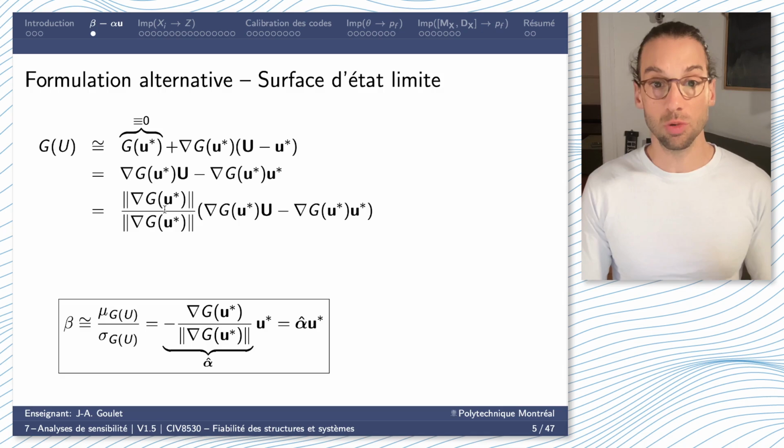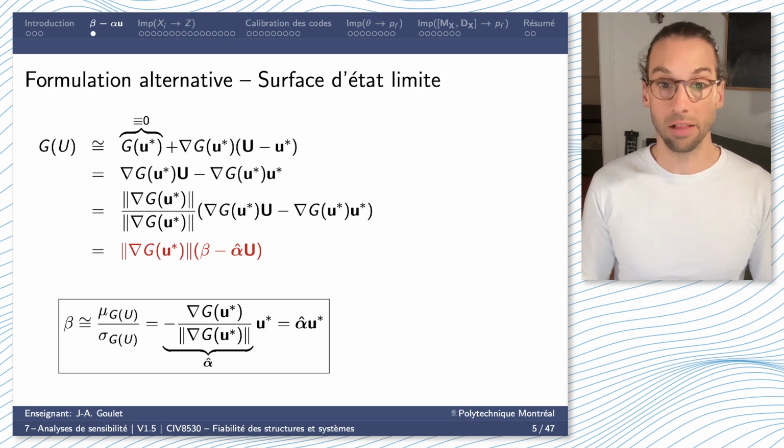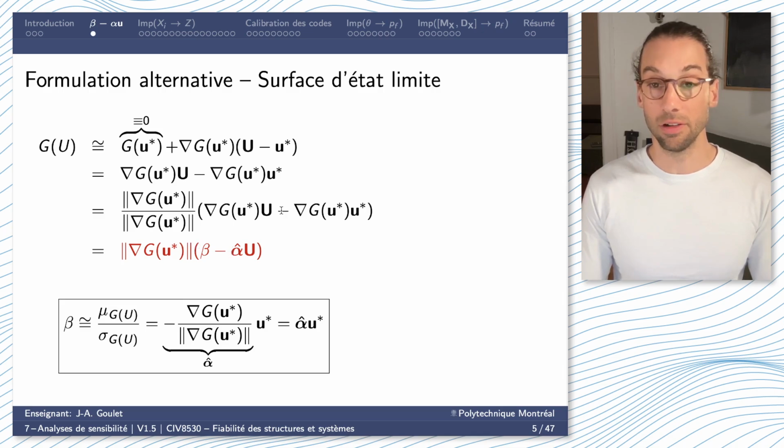But if I distribute this ratio inside here, I can recognize that the gradient divided by its norm, negative, is going to be alpha. Minus alpha times u, that's going to give me beta. If I divide here, it's going to be the gradient divided by its norm. This is going to be minus alpha. So I'm going to have the gradient times beta minus alpha u. Okay, so I've simply reparametrized that limit state function in terms of beta and alpha.